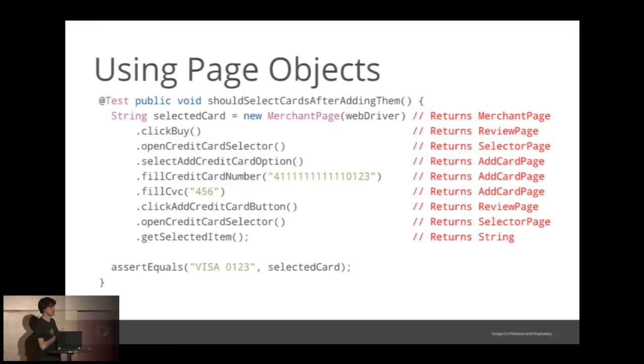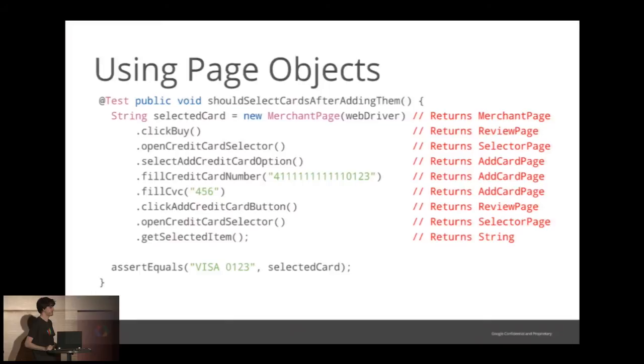I can basically just ask my IDE via its autocomplete functionality what I can do next. So on the merchant page, I can hit Control Space in Eclipse and see what functions are available. Okay, I want to click the buy button. Now, not even knowing that that necessarily took me to the review purchase page, I can ask it again, okay, what can I do here? I could click the buy button, I could open the credit card selector. Okay, let's open the credit card selector. And then that takes me to a new place. So I can keep just auto-completing in my editor here and write these tests in a very natural way.